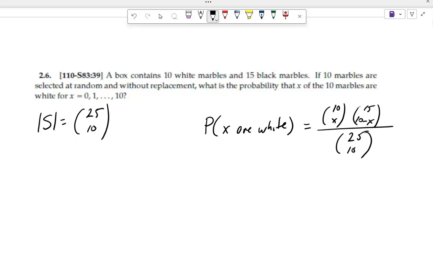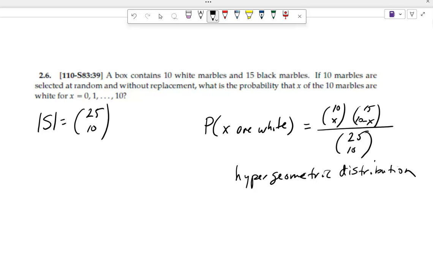Notice that this changes depending on what the X is. So in the next chapter, we're going to start talking about different types of what are referred to as probability distributions, especially in the discrete case. This is an example of what's known as a hypergeometric distribution. I know, a long word. We'll come back to that definition later.